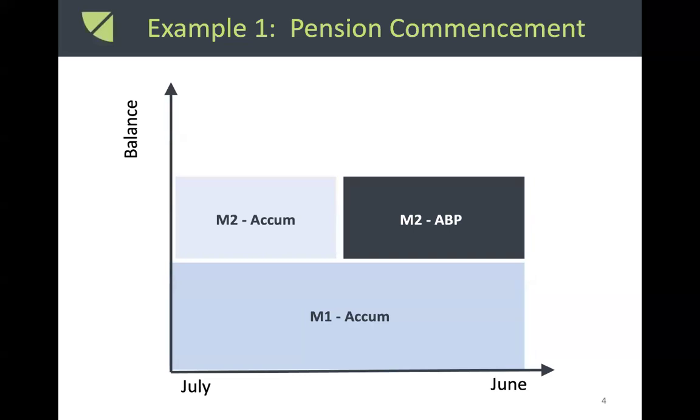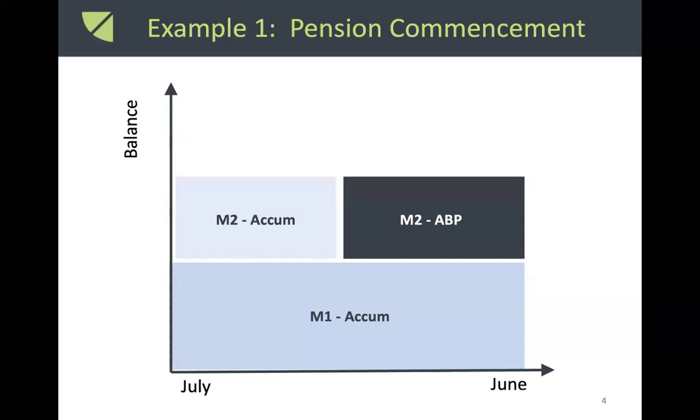In all of these charts, the lighter blue shades indicate accumulation, and there's a small color difference between the members, and the darker shades of blue indicate account-based pension. And we've got the balance on the y-axis and time on the x-axis. So hopefully you can get your head around what this chart is showing us.